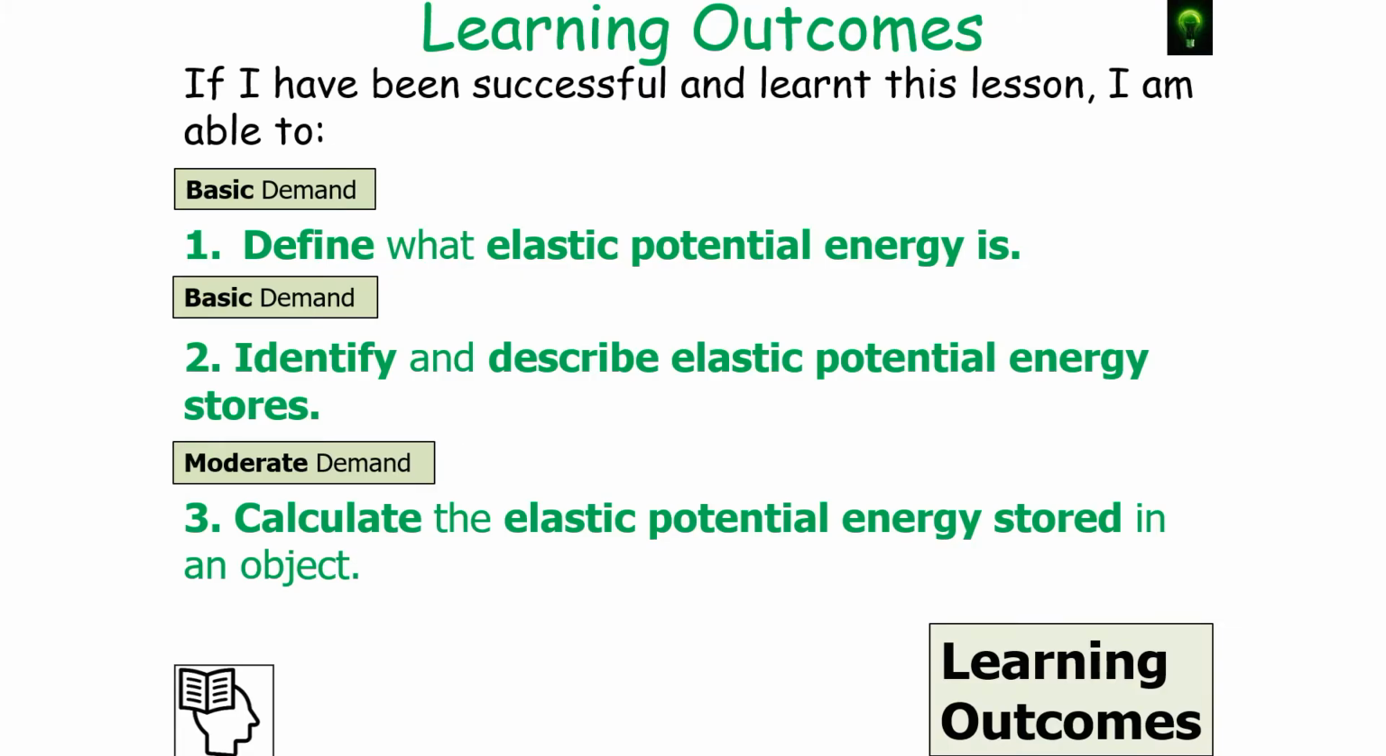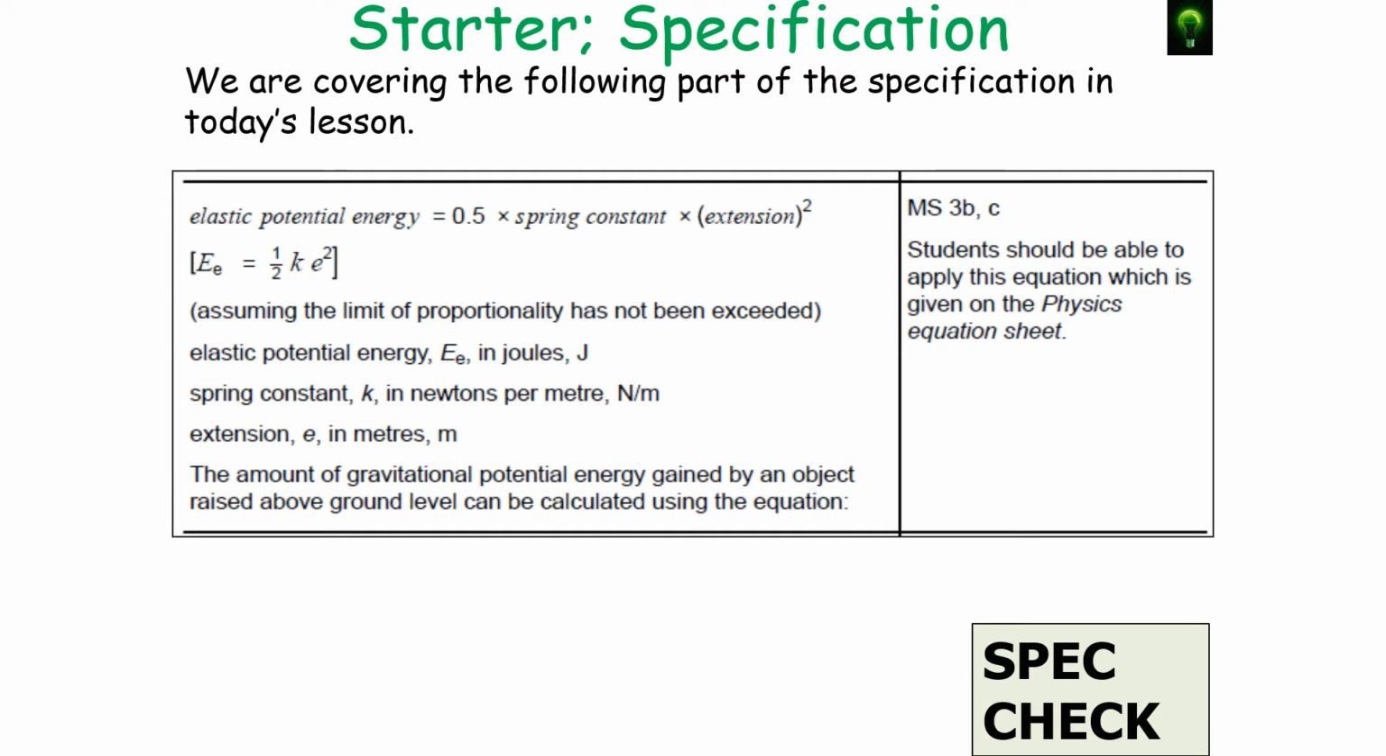If we've been successful and learned in today's lesson, we should be able to define what elastic potential energy is, then identify and describe elastic potential energy stores, and then finally calculate the elastic potential energy stored in an object, which forms part of the AQA GCSE Physics specification.